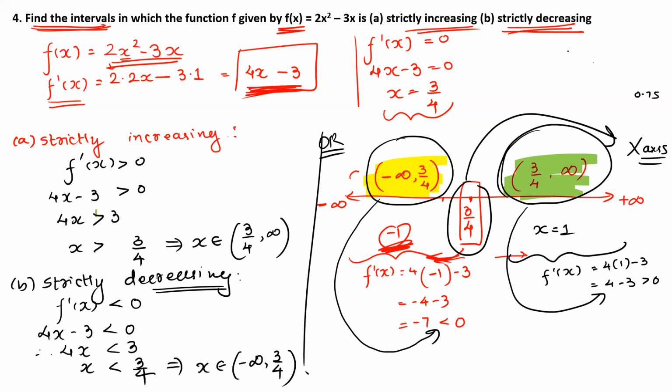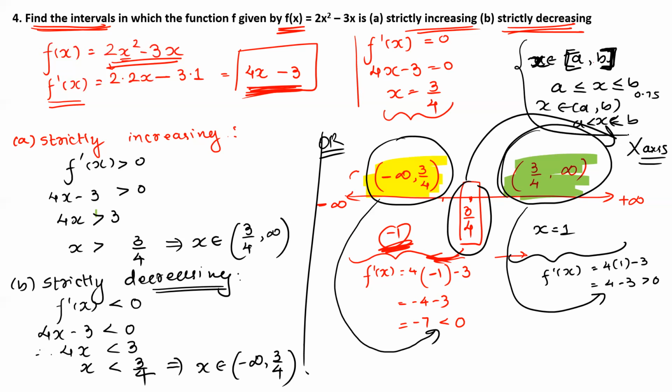You remember we used to write, suppose it is a comma b with a close bracket. In that case, suppose x belongs to it, we used to write that a is less than or equal to x less than or equal to b because of this bracket. But suppose your bracket is an open bracket, in that case we put a less than x less than b. That is the difference between the two brackets.